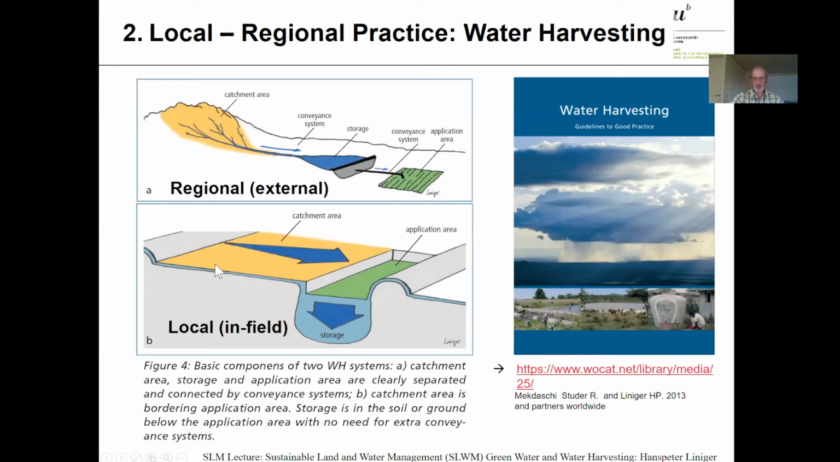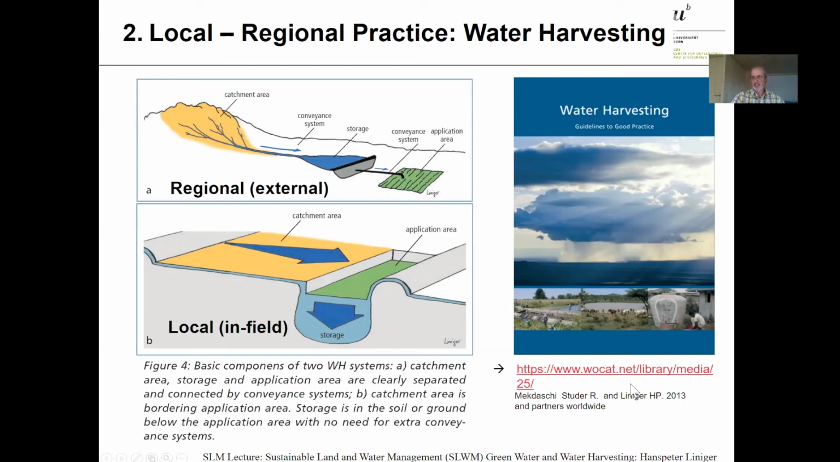These three systems, you can also have within a few meters distance. So here the water is running away as runoff and getting into that area. You store it here, in the soil, you have your water storage. And then from here you use it. You plant your trees or crops here. So here, a few meters distance, it's in the field, and here it's a regional, a landscape system.